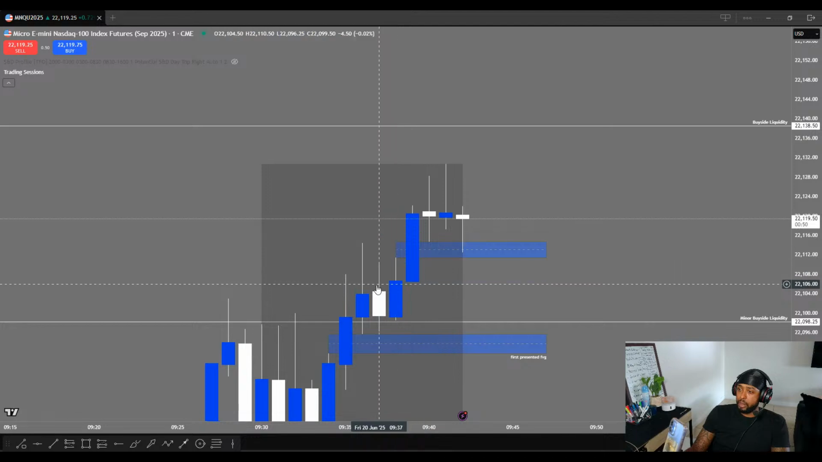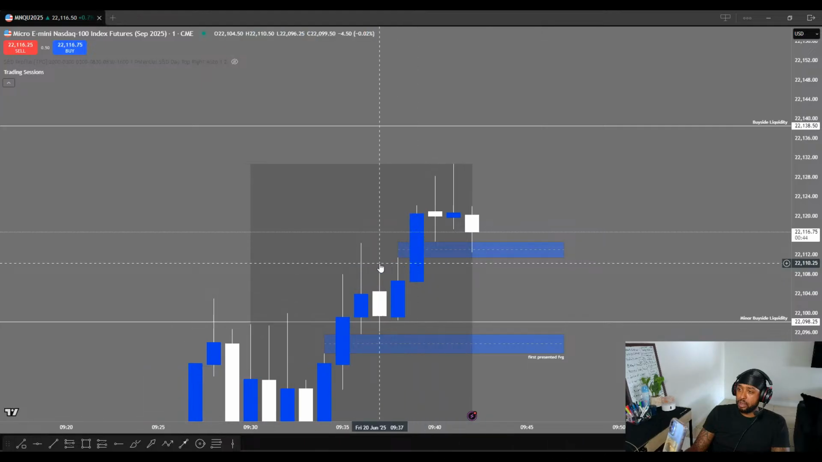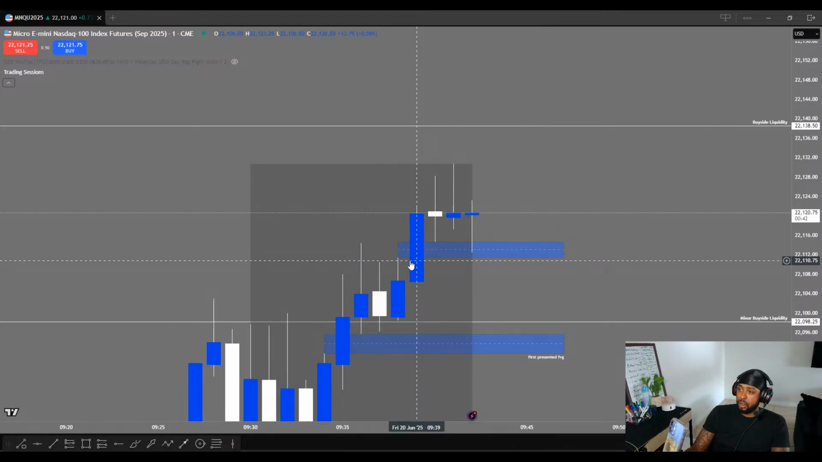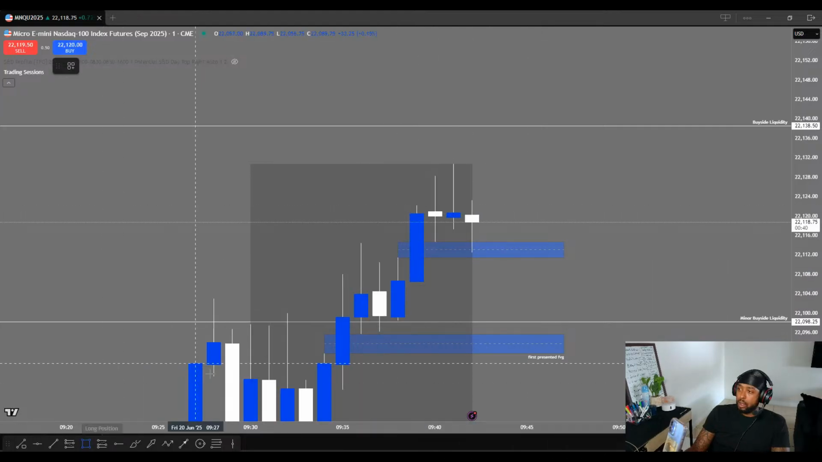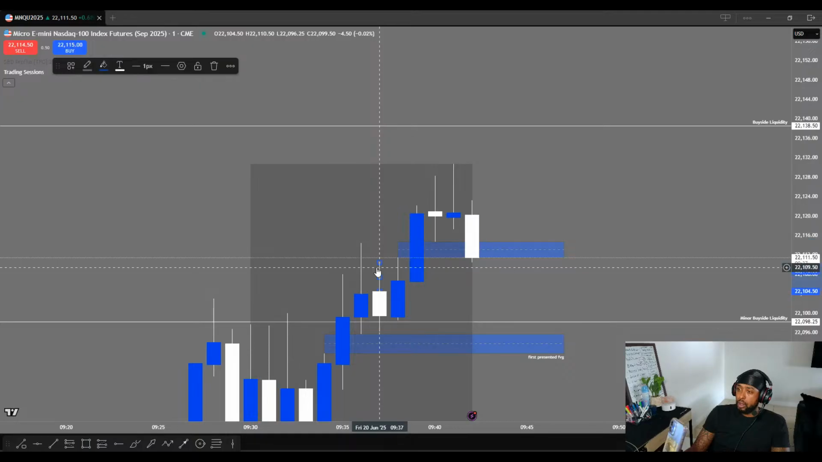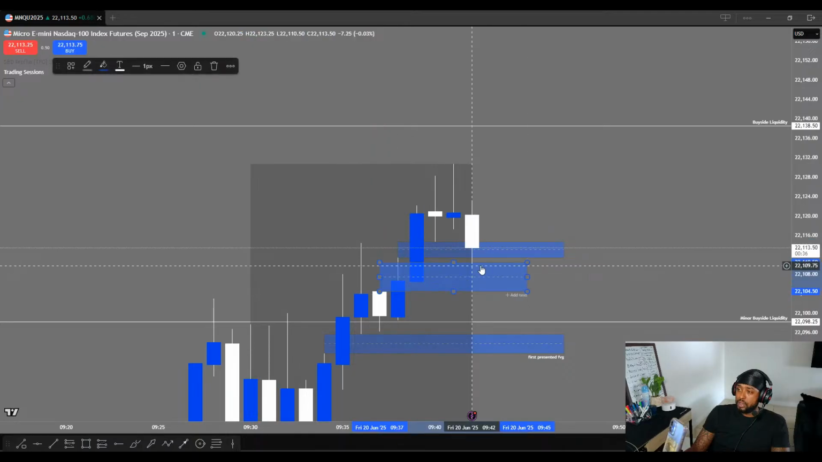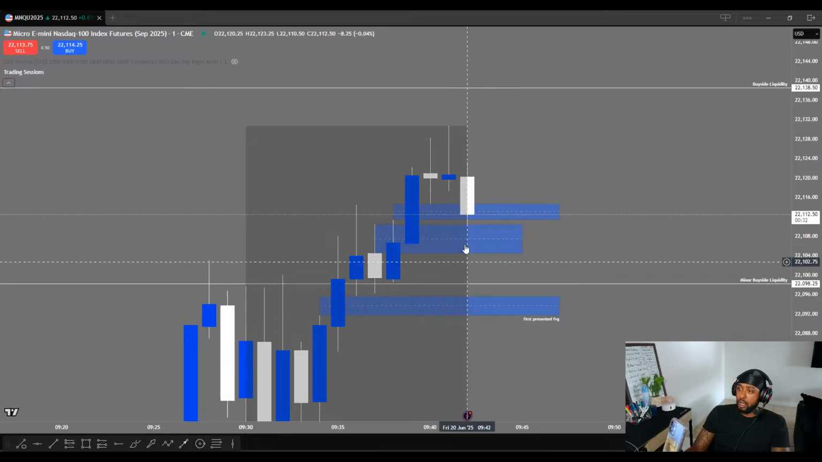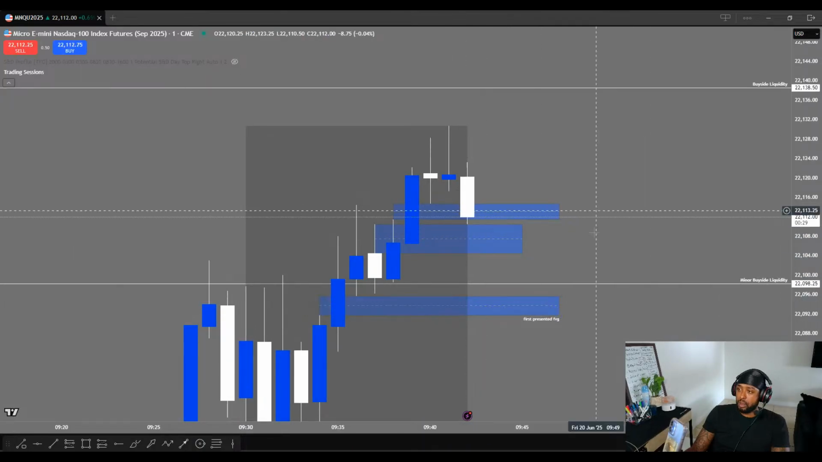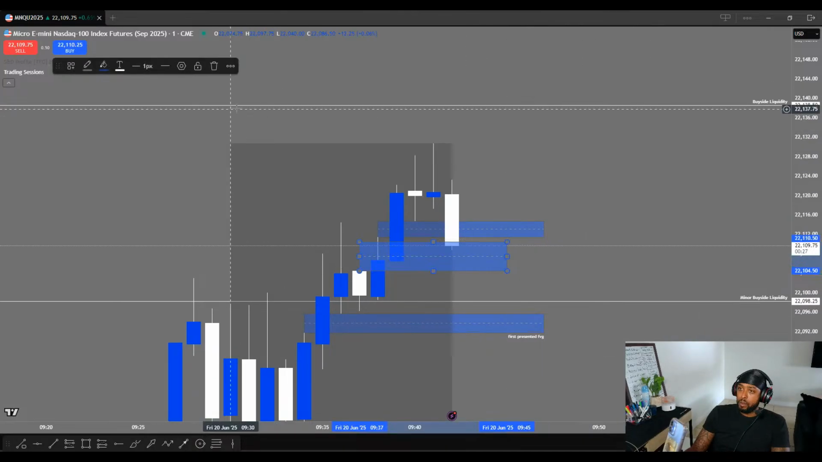Or does it have to come into the wick of this order block? Because that's a propulsion block. If it comes into this wick, so you see how I tapped it? Let's see if it expands after that. Because this is the last line of support, unless it's going to bounce to the first presented fair value gap and go higher. But let's see.